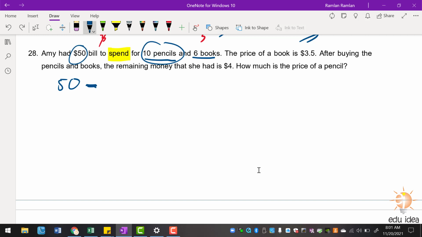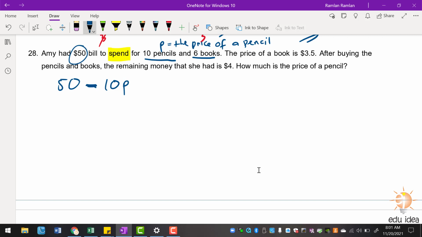So we can represent P as the price of 1 pencil. I'm going to write that here. P is equal to the price of a pencil, denoted by P. So I can write this down as $50 bill, and I'm going to subtract 10P, because 10 times P is 10P.